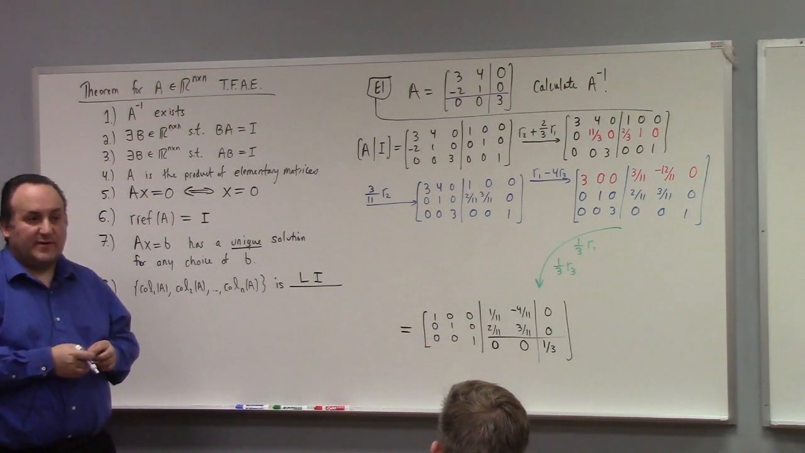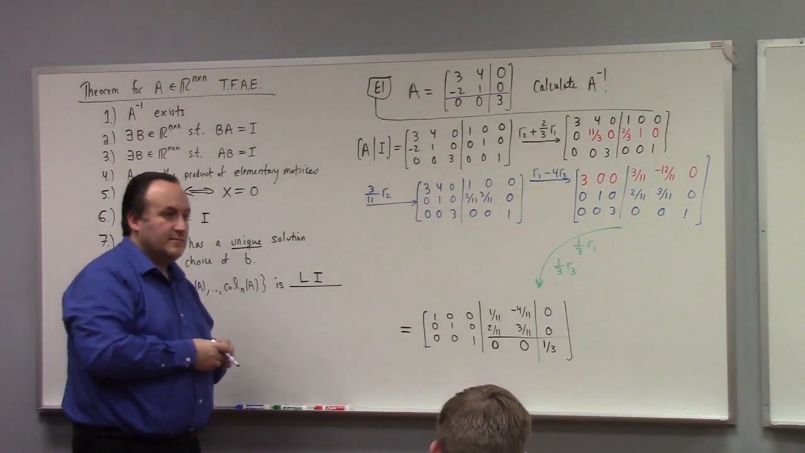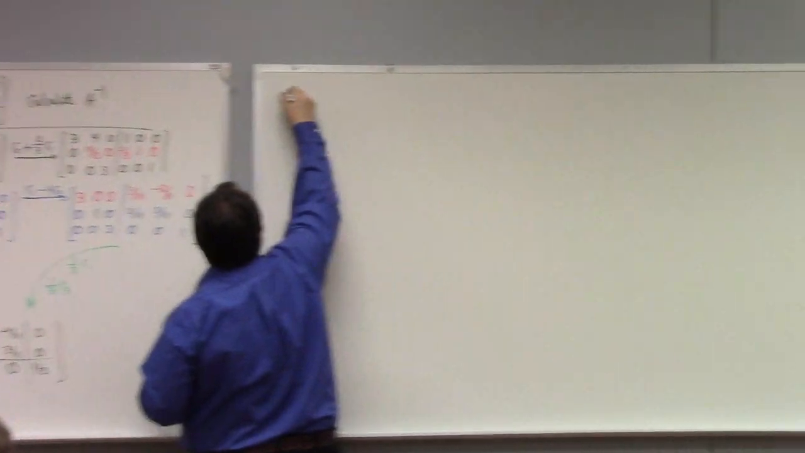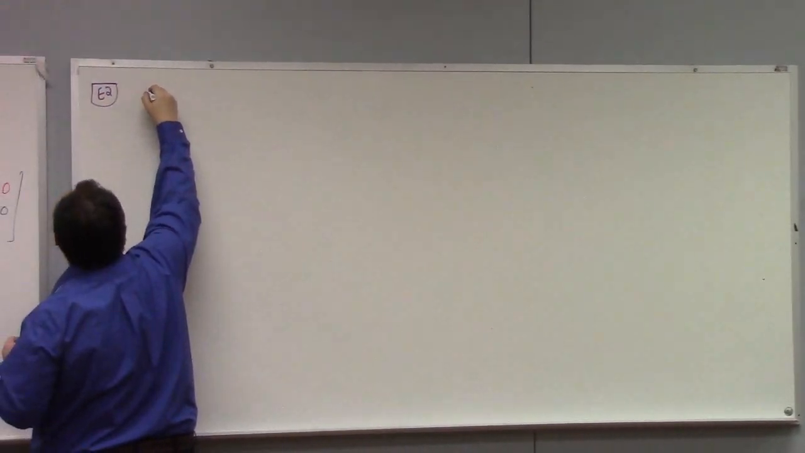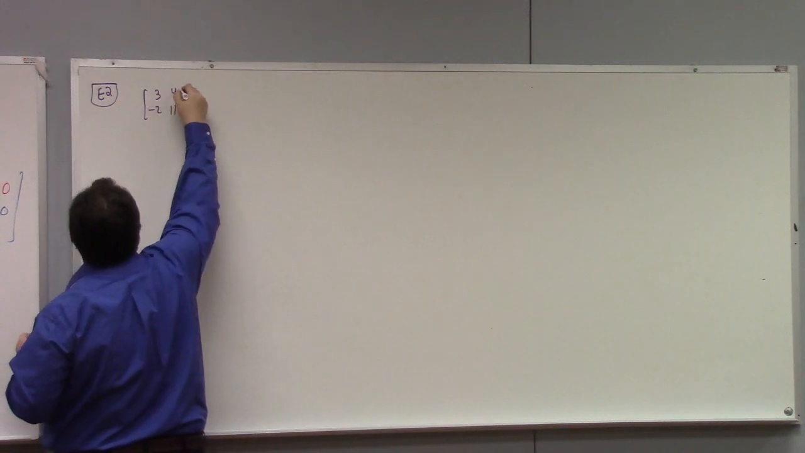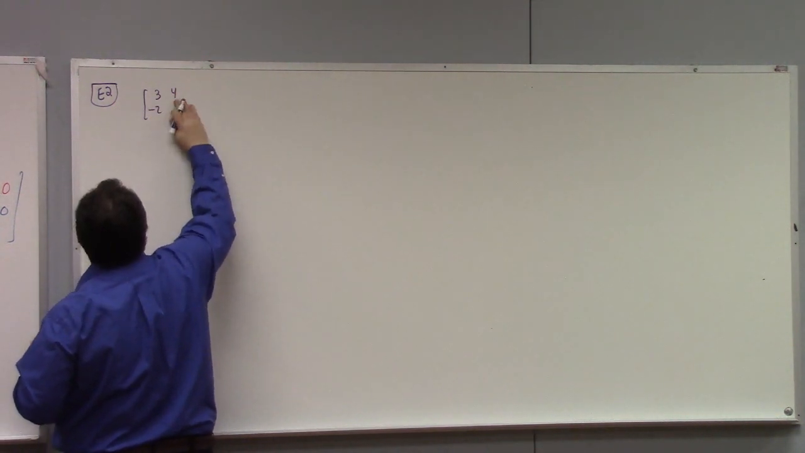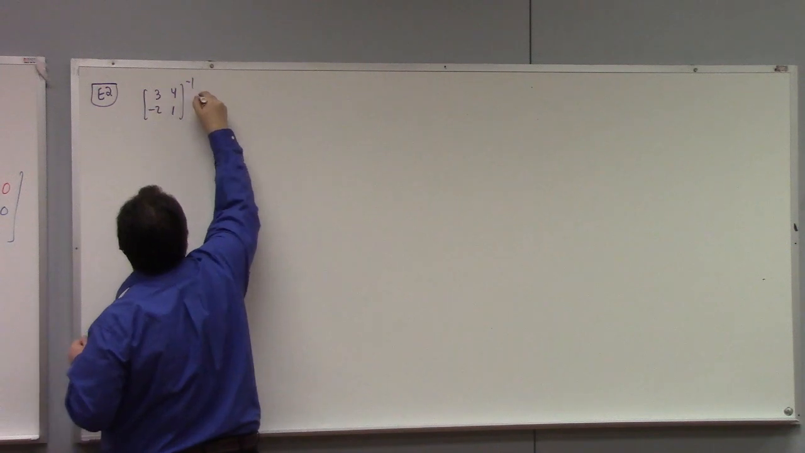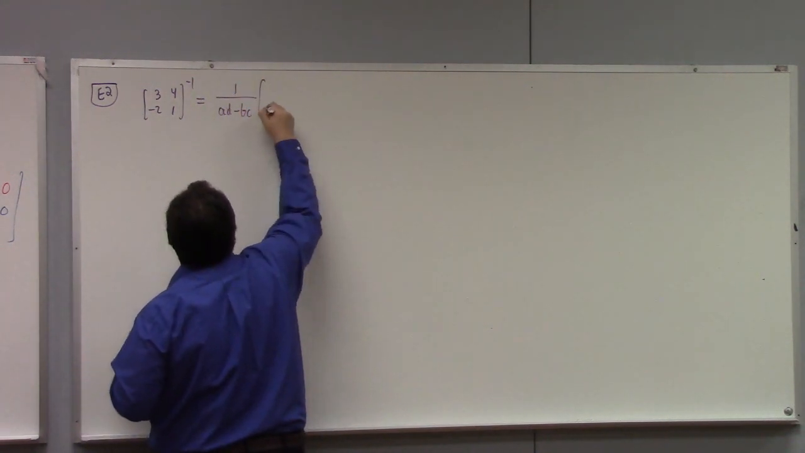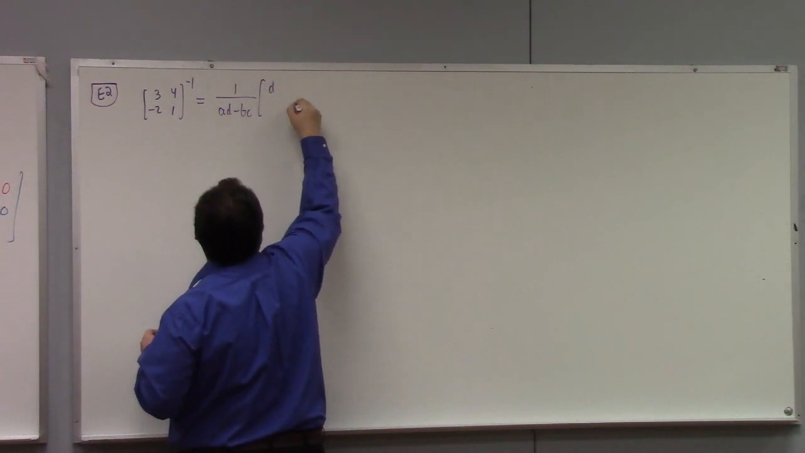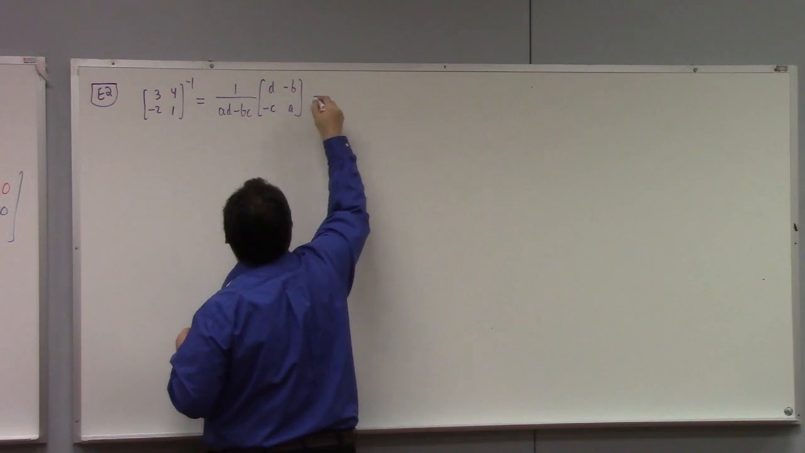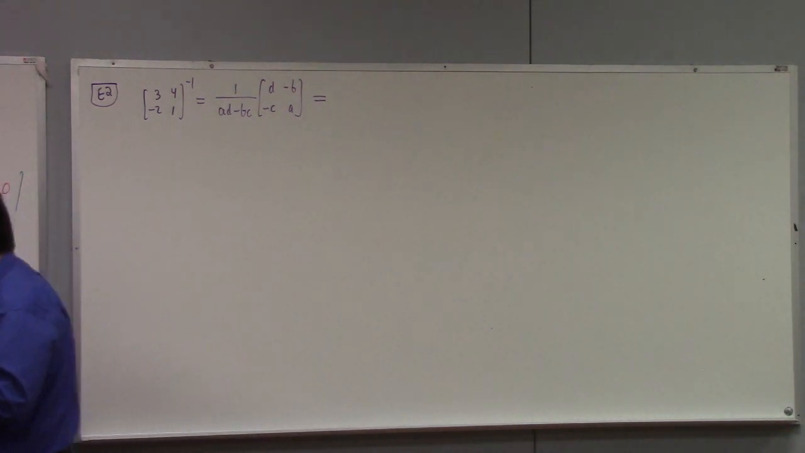But I know how to invert a 2x2 matrix, right? How do we do that? I'll at least explain this much to you guys. What's the inverse of 3, 4, minus 2, 1? Remember our formula? We do 1 over AD minus BC, flip the D and the A, and put minuses on the off diagonal if the matrix we're inverting is ABCD. And so what is that?